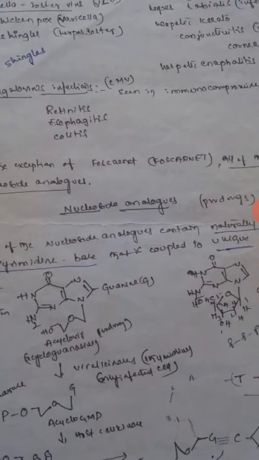Either it competitively inhibits the viral DNA polymerase, or otherwise aciclovir triphosphate is incorporated into the viral DNA. Subsequent addition of nucleotides is stopped because there is a failure of formation of the phosphodiester bond. So this is about the mechanism of action of aciclovir.